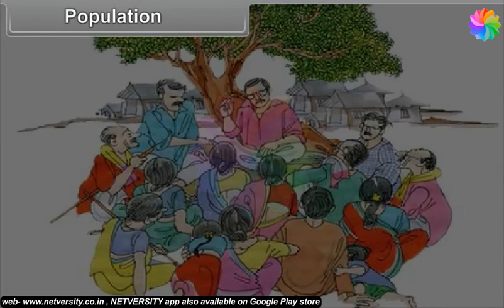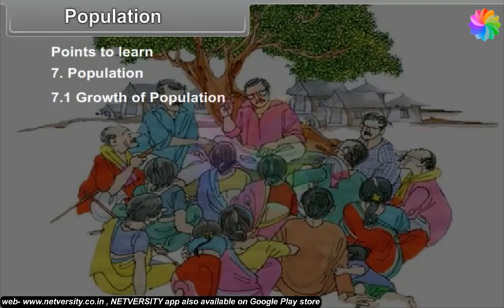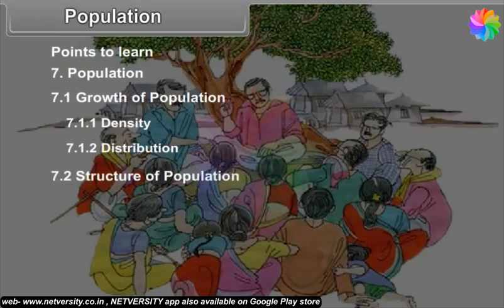Standard 9th, Geography, Chapter 7, Population. Points to learn. 7. Population. 7.1 Growth of population. 7.1.1 Density. 7.1.2 Distribution. 7.2 Structure of population.